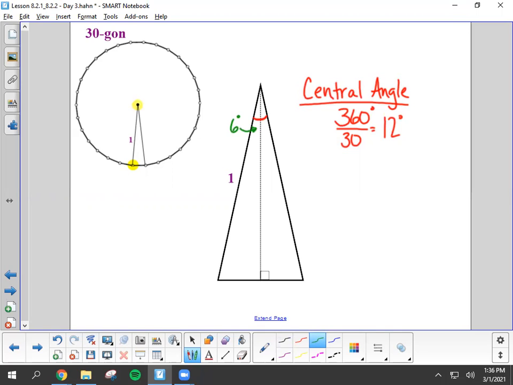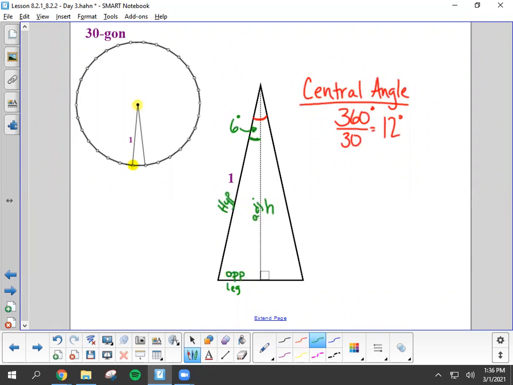Now, if you look at this right triangle, the radius is my hypotenuse. My reference angle here is 6 degrees, so this would be the opposite leg. And the height of my triangle is going to be my adjacent leg. So let's start by finding the height of this triangle.